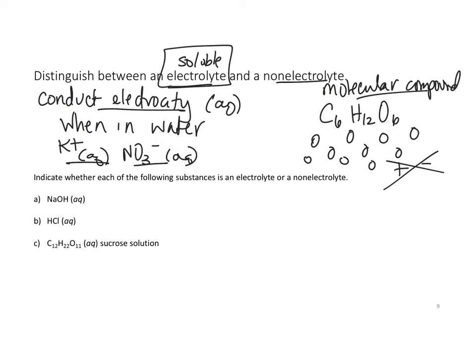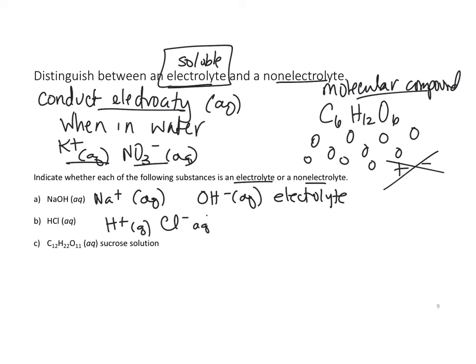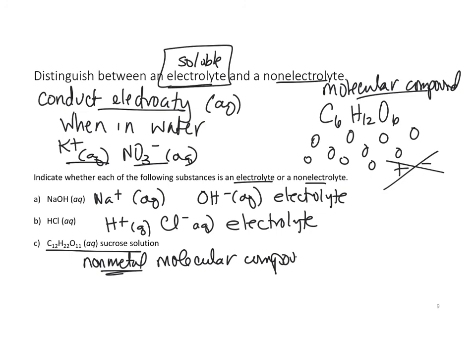So indicate whether each of the following substances is an electrolyte or a non-electrolyte. Well, this breaks up into its ions. Sodium hydroxide. It's soluble, that would be an electrolyte. H plus and Cl minus, these break up into their ions. So that would be an electrolyte. Your strong acids are strong electrolytes. Sucrose solution, carbon, hydrogen, and oxygens, these are all nonmetals. Nonmetals with nonmetals. These are molecular compounds. You have no charges. No charges, not electrolyte. Non-electrolyte.